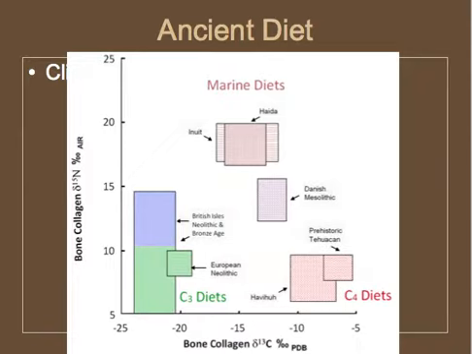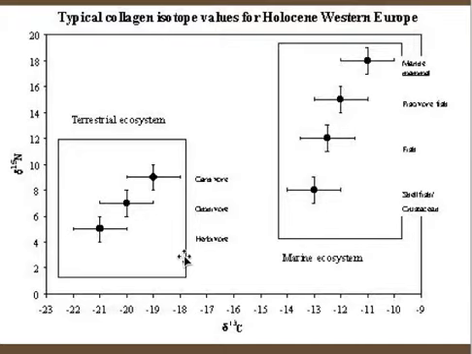So you can look at change over time. You can look at change between different areas, right? Terrestrial versus marine, right? Different kinds of plants. So it's very, very useful. And you could compare within a population, let's say the elites versus the non-elites, where they're eating different kinds of things. So those are stable isotopes, right?